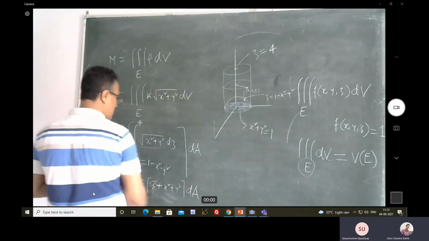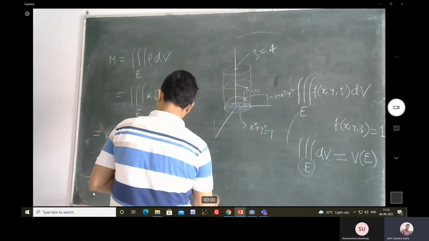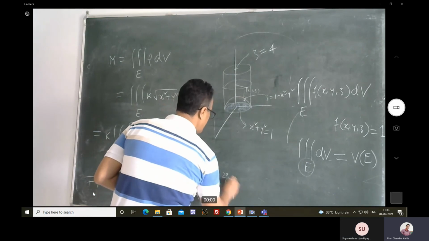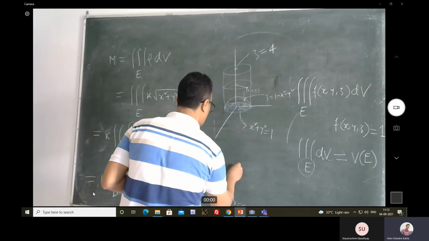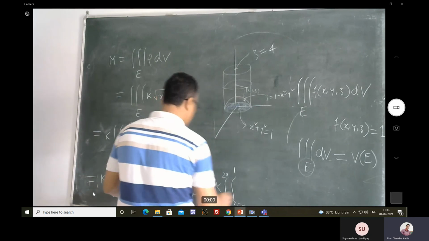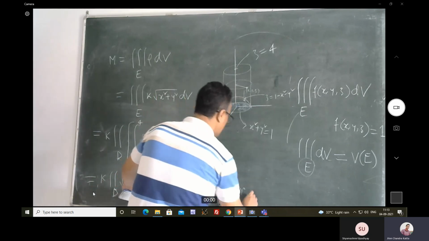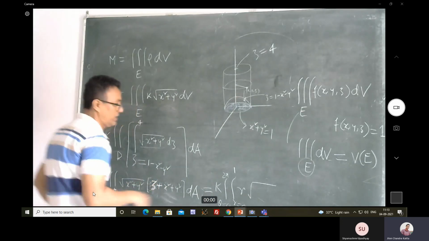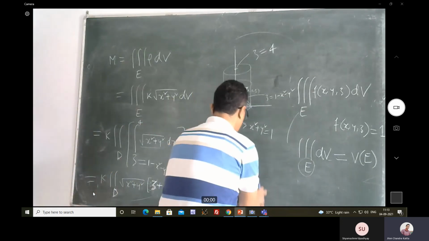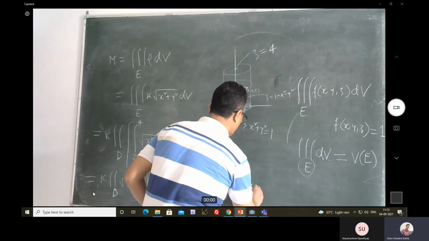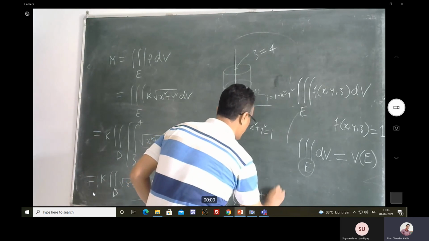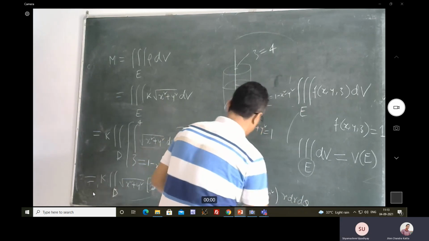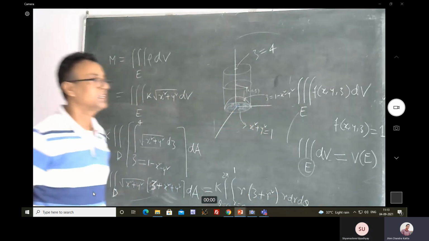So simply convert it into polar coordinates, and then theta goes from 0 to 2 pi, r goes from 0 to 1, and then this is simply r. See, this is 3, don't think this is z. So r, and then this is 3 plus r squared, then dA will be replaced by r dr d theta. So everything is done. You can easily integrate it.